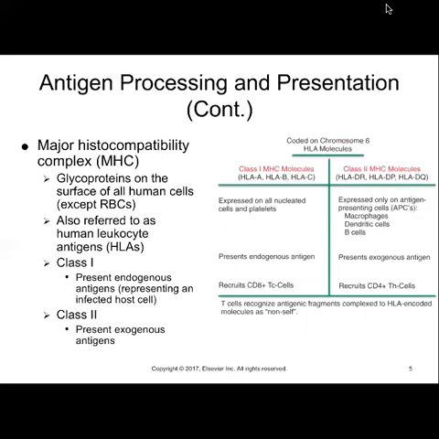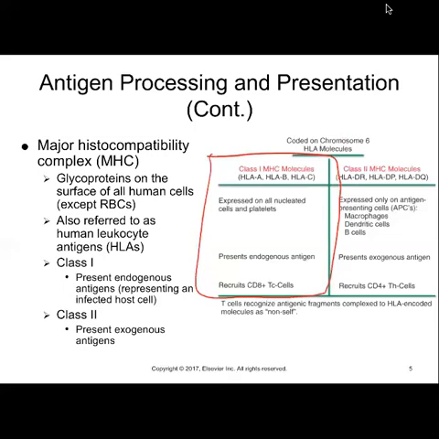They are glycoproteins on the surface of all human cells, but other cells as well, except for red blood cells. So these are things that are sticking out on the plasma membrane. They're also referred to as HLAs, and they can be broken up into two categories. Class 1 is over here on the left. These are present on all endogenous antigens, meaning from your own body. They are expressed on all nucleated cells and platelets.